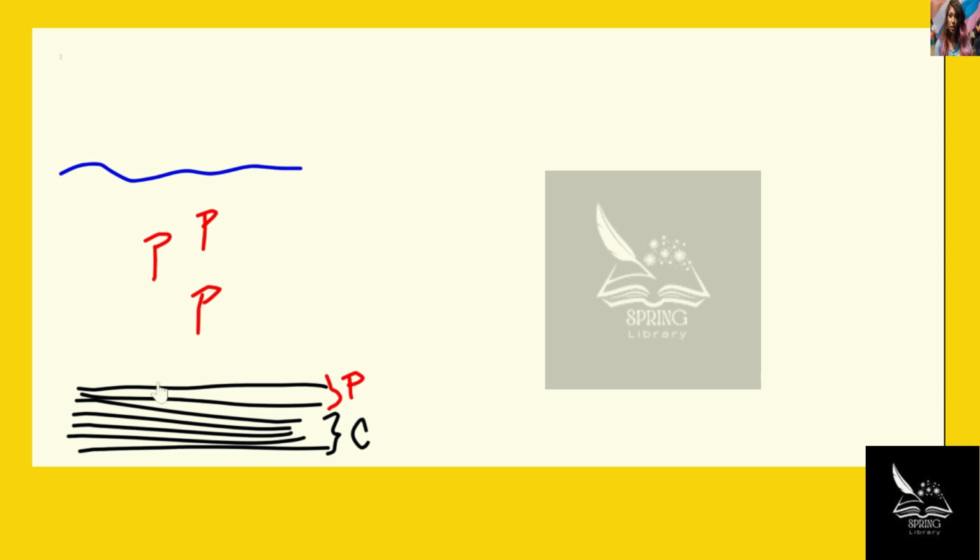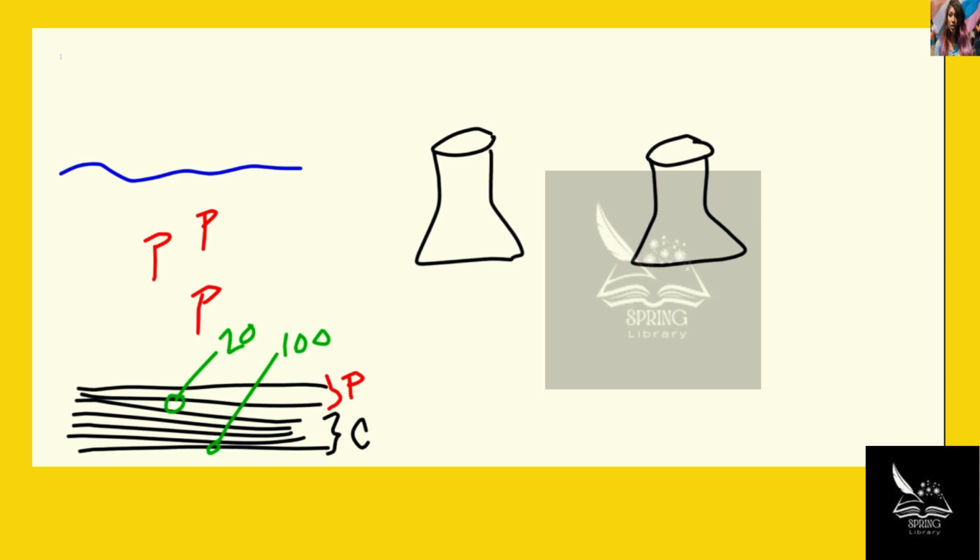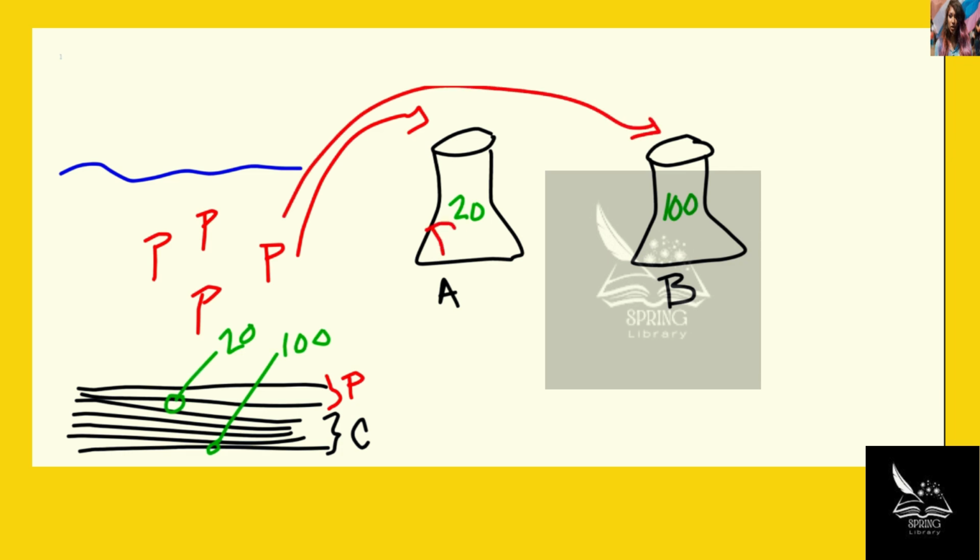And someone has come along and grabbed some endospores from the 20-year layer and from the 100-year layer, and we've gone and put them in some flasks. In flask A, we put the 20-year-old endospores, and in flask B, we put the 100-year-old endospores. We also added this same pollutant that's in the marsh into the mix here, so there's also pollutant with these endospores.